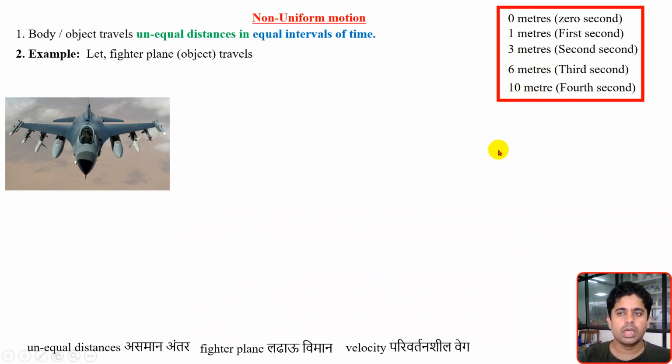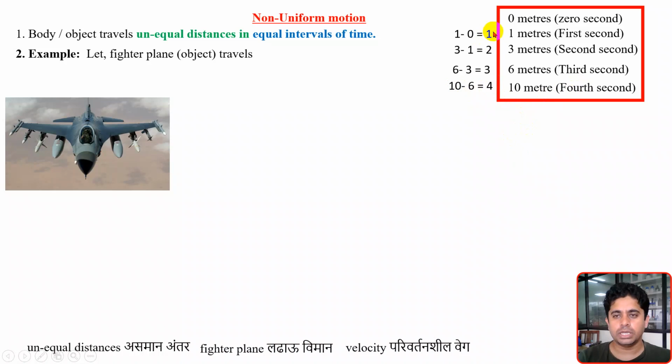Here, if I observe, after the first second, how much distance has it traveled? 1 meter. Then from the first second to the second, 3 minus 1, 3 meters minus 1 meter, equal to 2 meters. Between the second and third second, 6 minus 3, 3 meters. Then between the third second and fourth second, 10 minus 6 is equal to 4 meters.